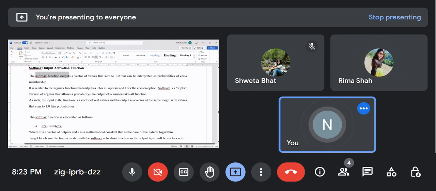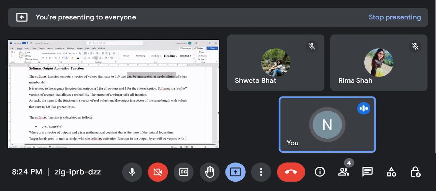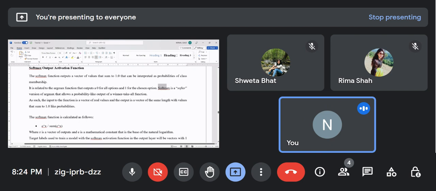See, the softmax function outputs a vector of values that sums to one. That means I'm not restricted to a simple predicted value or a single classified value. There is an output vector of values, all of them sum to one, and that can be interpreted as the probability of class membership. That is something related to multi-class. Let's see how this works. Softmax is a soft version of argmax.